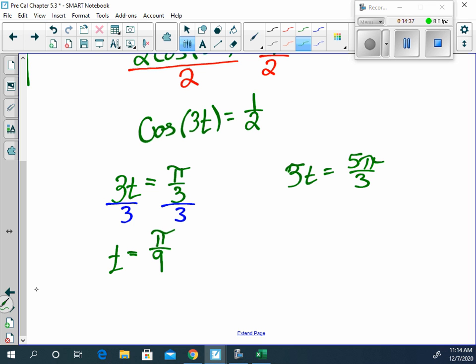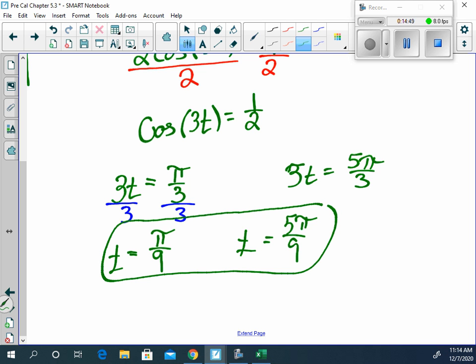Because we flip it and multiply. Calculator will also do it. Here we would get t is equal to pi over 9, because we're dividing both sides by 3 again. So this here, even though there's multiple angles, we're going to do it the exact same way.